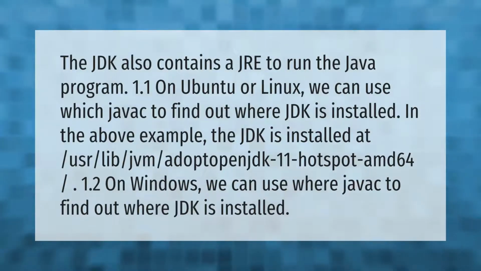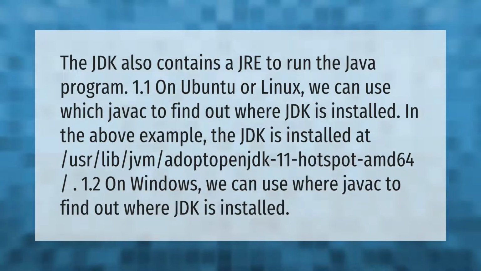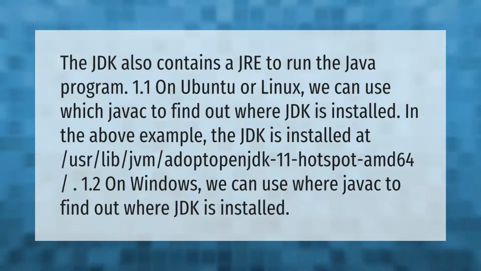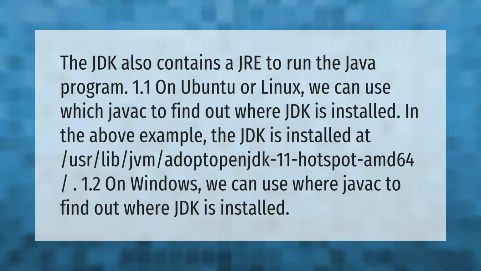The JDK also contains a JRE to run the Java program. 1.1 On Ubuntu or Linux, we can use which javac to find out where the JDK is installed. In the above example, the JDK is installed at /usr/lib/jvm/adoptopenjdk-11-hotspot-amd64. 1.2 On Windows, we can use where javac to find out where the JDK is installed.